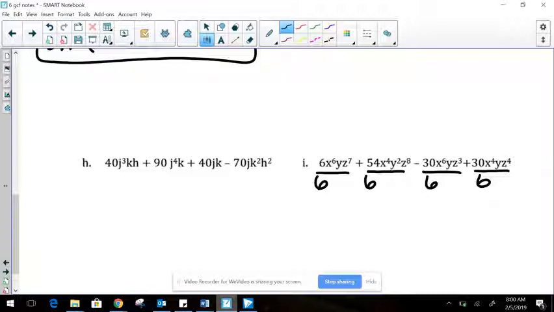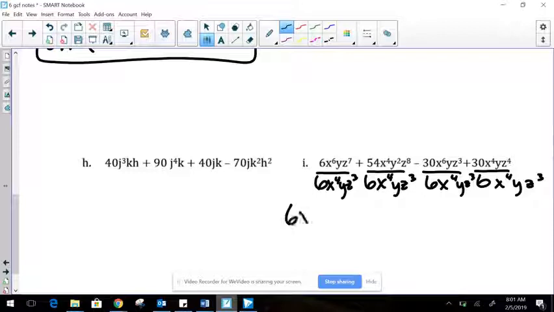All right, next, let's start with my x's. I have x to the 6th, 4th, 6th, 4th. Smallest one is x to the 4th. All right, then my y's. I have y, y squared, y, y. Smallest one is just y. Okay, and then z's, I have z to the 7th, 8th, 3rd, 4th. Smallest one is 3rd. Okay, so I will divide these out.